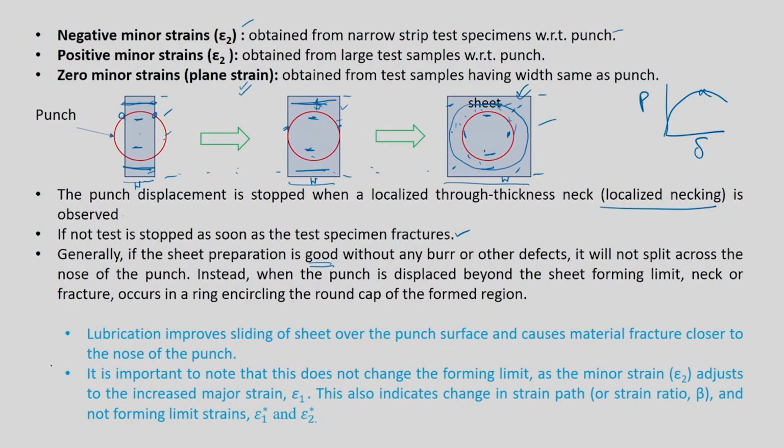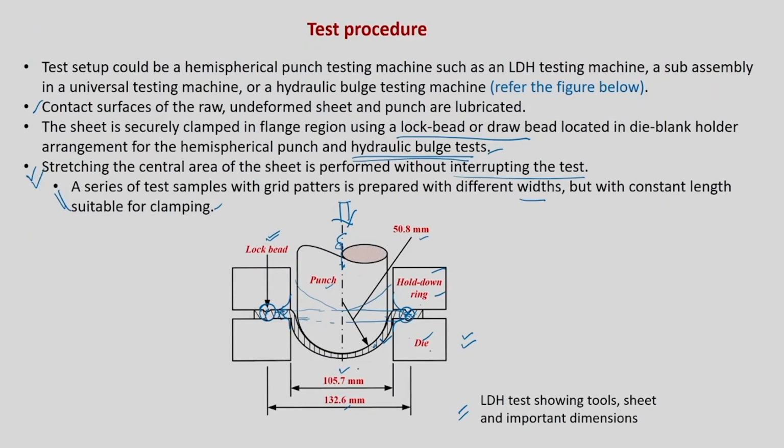So there are some important points with respect to lubrication. You will see that lubrication improves sliding of the sheet over the punch surface and causes material fracture closer to the nose of the punch. When you do experiments, you will find that generally if you go for dry conditions, your fracture is going to happen away from the center. It may happen somewhere here or maybe here. But if good lubrication is done, generally it moves closer to the punch nose. So fracture will happen somewhere here.